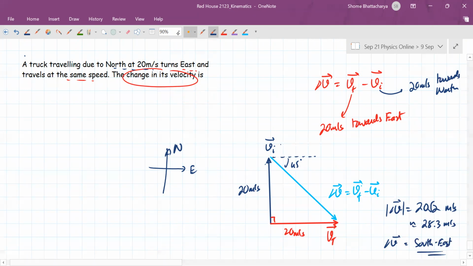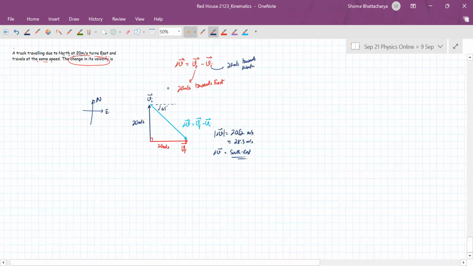I had a thought that I had to find the resultant. So you understood now, instead of resultant it is the difference. It's final minus initial. Yes, sir. Okay.